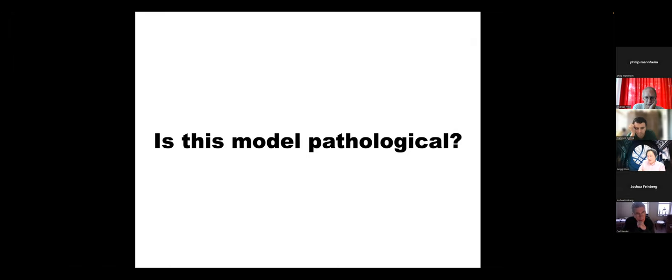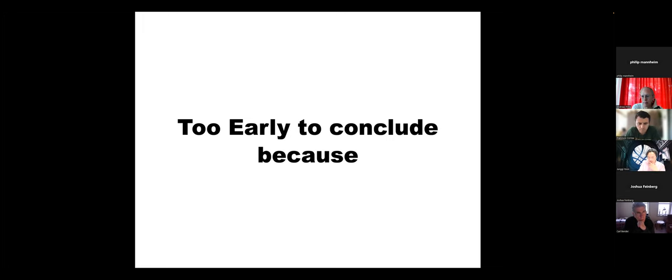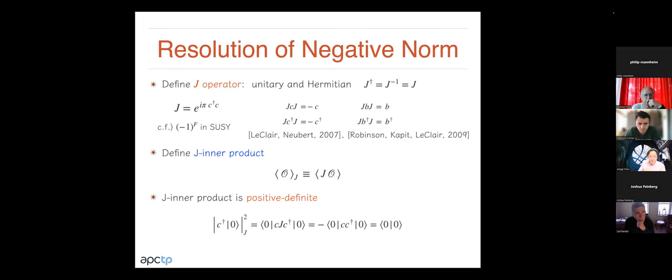So you might say that maybe this model is pathological, or sick. But maybe it's too early to conclude that, because people define a new operator, some operator J, which is defined in this way. This is basically a number operator. It's very similar to the minus one to the F in supersymmetry, but it only involves C. So it flips only C, while the oscillator B is intact.